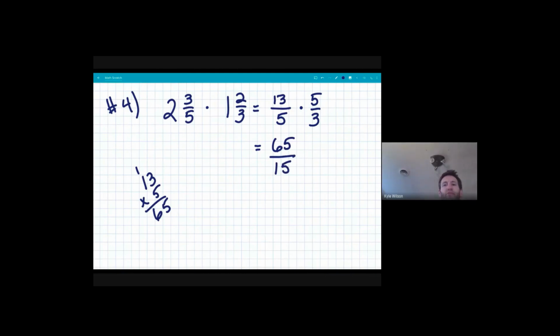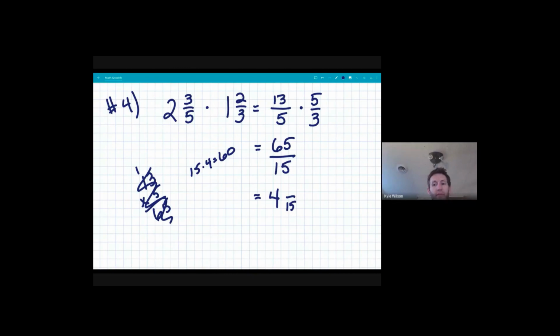So it's another one of these really top-heavy fractions. But you should know your 15s pretty well. And if you're stuck, I'm going to think, how many 15s can I fit into 65? But I know that that 6 is worth 60. So I know that 15 times 4 is 60. So I can definitely get 4 of them in there. So that's going to be my whole number. My denominator, that will stay the same. Okay. It'll be 15.